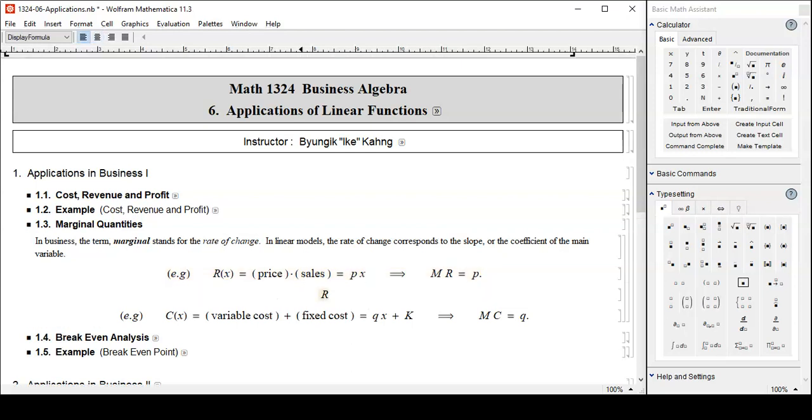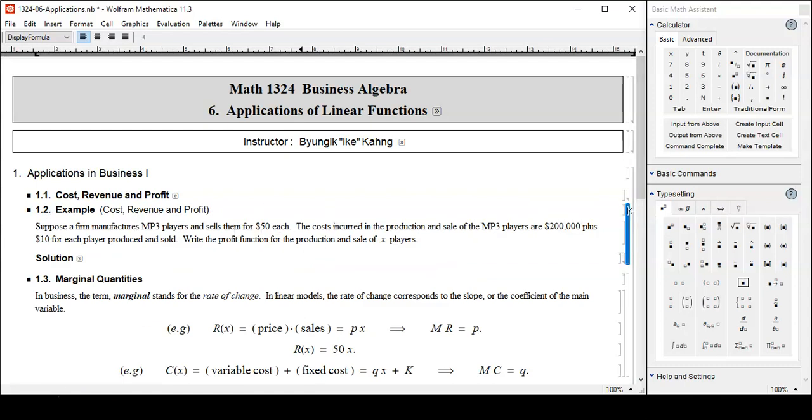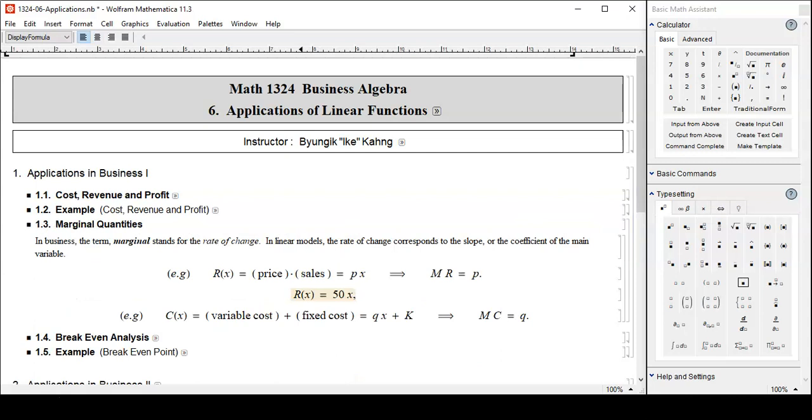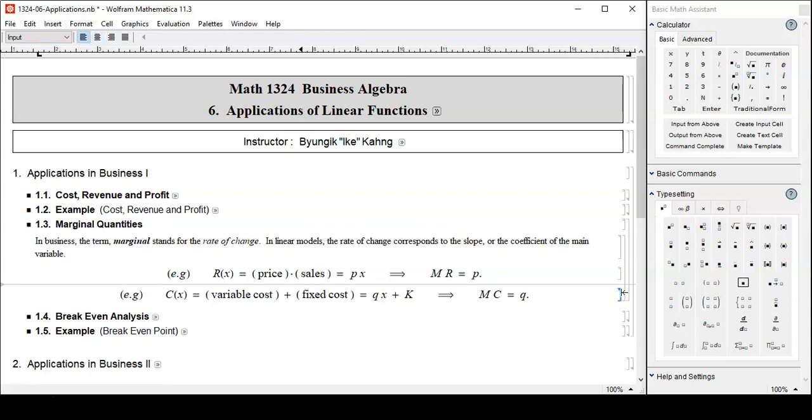You see, previously what did we have? It's 50x. I'm talking about this example again, $50 each. And then in this case, the marginal revenue is 50. As a matter of fact, if marginal revenue changes, then that itself is a function. But this is a linear model, so rate of change doesn't change. It stays the same. The slope, and slope is the price in this case.